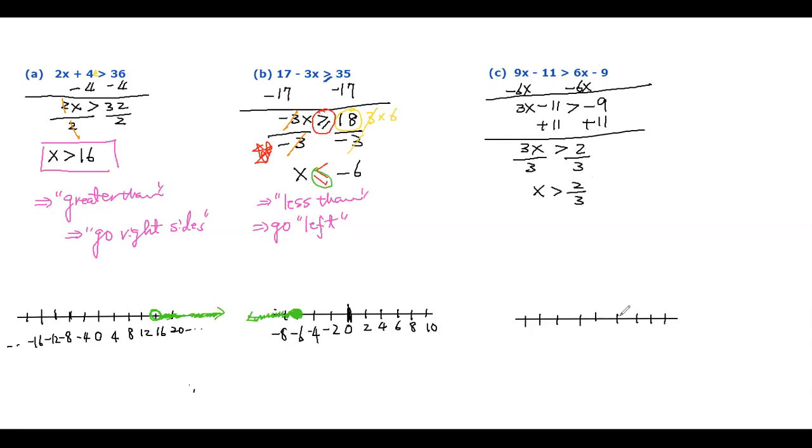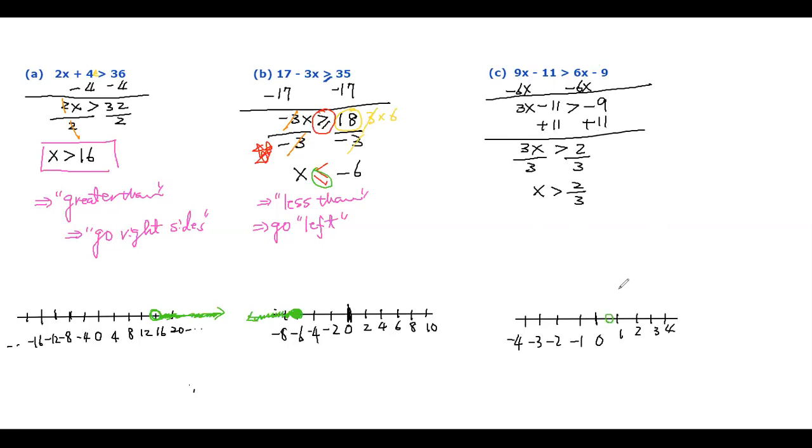All right, so now let's try to do here. So this one here is -1, -2, -3, -4, right? So how do we read this? X is greater than, remember, greater than is go right. So 2/3. So here's 1. So 2/3 is someplace here.